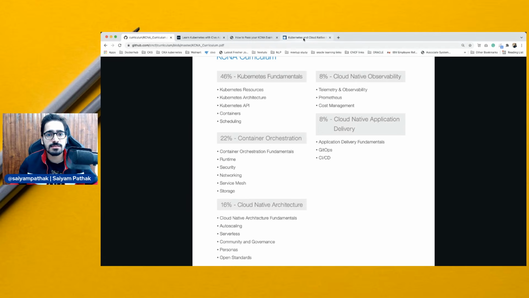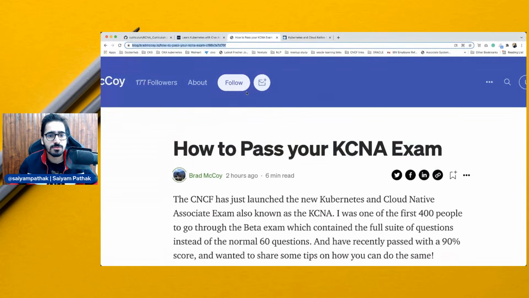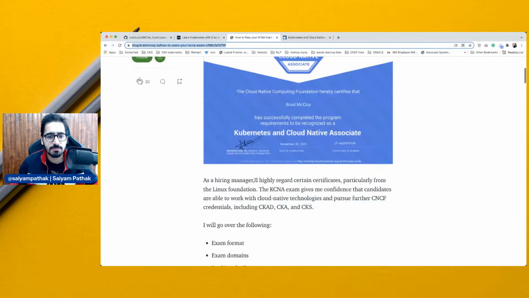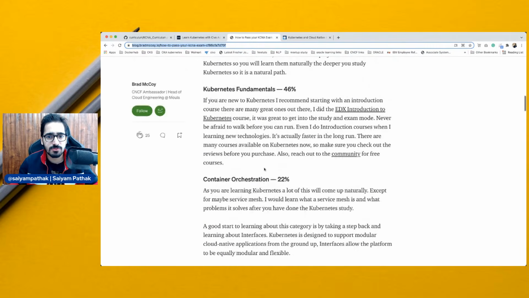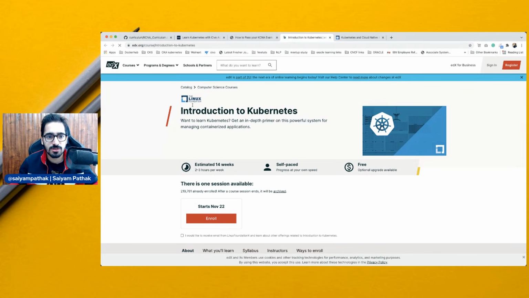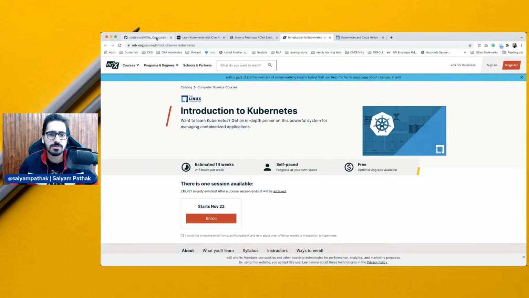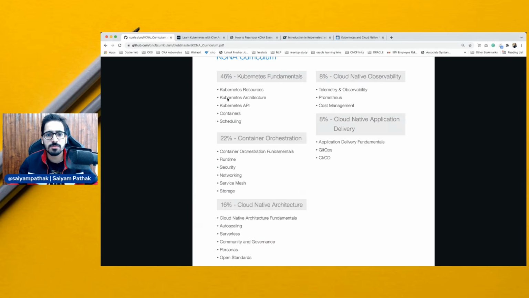I would say there is a good course, which is on edX, I believe. There is this blog by my friend Brad. This one is a free course on edX, Introduction to Kubernetes by Linux Foundation. Make sure you take that course, because it covers what is required in this particular portion. So the 46% is covered. If you have done any Kubernetes certification, probably you won't need much preparation work.